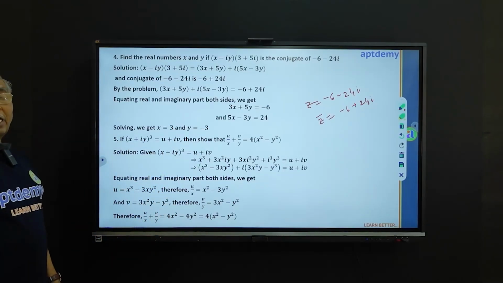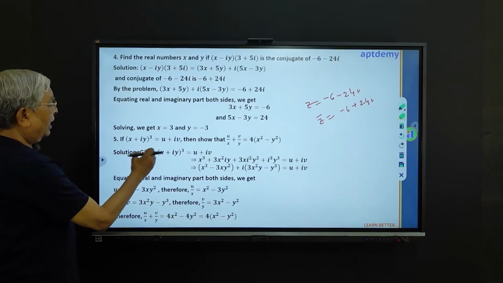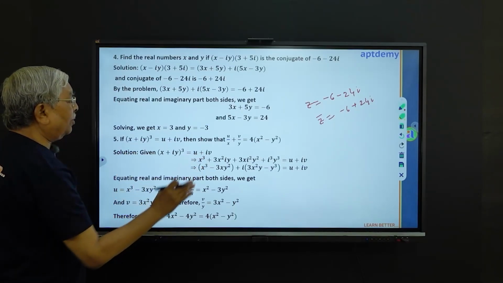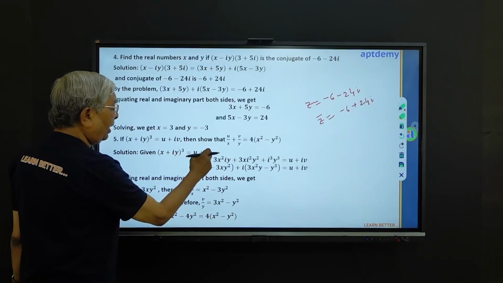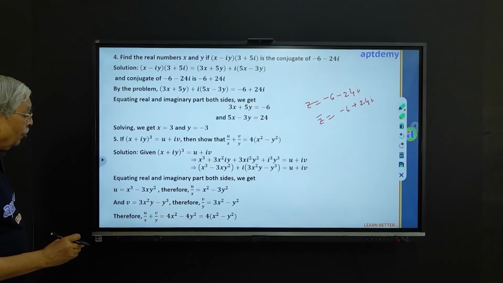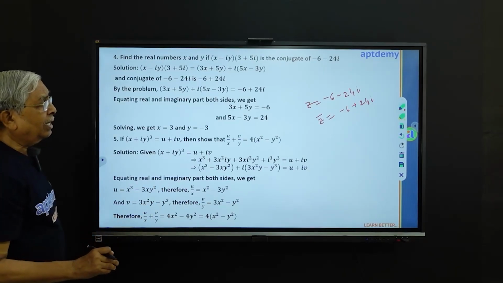Solving this, we will get x and y. Similarly, for the second problem, first we simplify (a plus ib) whole cube and then equate real and imaginary parts on both sides. Here the real part is our u, so u equal to this part, imaginary part equal to this. So now you want u by x, divide by x, and v by y, then add, that will give the result.